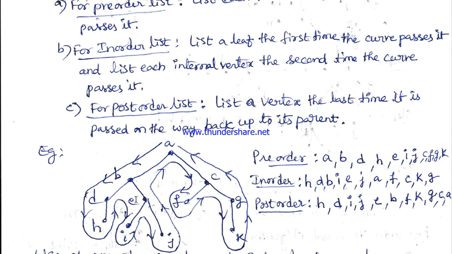E should not be placed, as the first time it is being visited. Next I. So in the order H, D, B, next I, next E. So this is how we list the in-order vertices. Similarly, to get in this shortcut technique the post order list of vertices, we list the vertices if the curve passes through them for the last time on the way back to its parent.